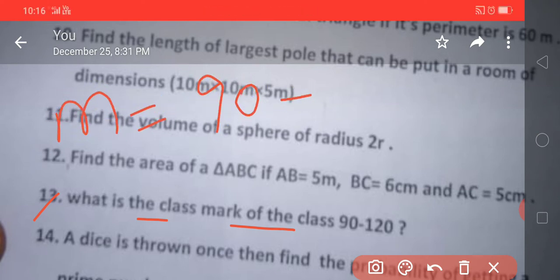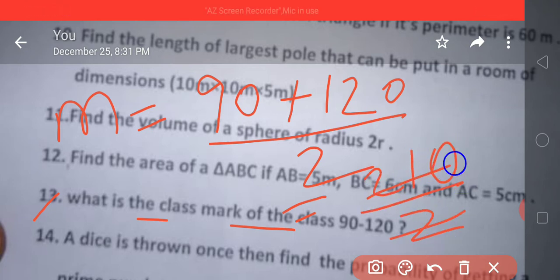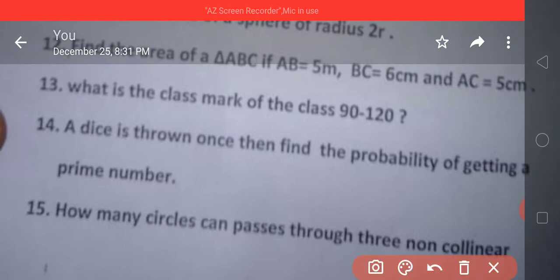Now question number 13. What is the class mark of 90 to 120? Class mark is always a midpoint. Okay, so 90 plus 120 by 2, this is equal to 210 by 2. If you cut, you will get 105. This is the class mark. Okay, come to question number 14. A die is thrown once.